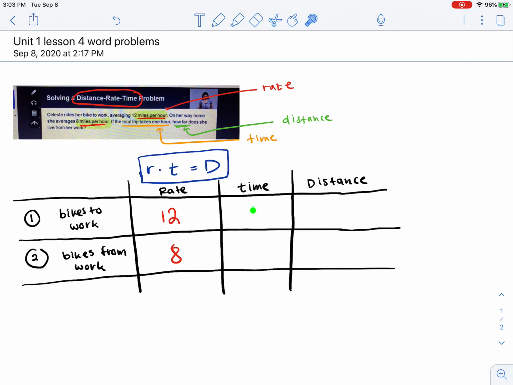So let's say I made t the time that she took to work. Then whatever that time is, if I do 1 hour minus that time, that would be the time she rides her bike from work to home. So once again, I'm going to put t here because I don't know how long she took to work. But whatever this time is, if I subtract it from 1 hour, then that would be her time coming back home from work.